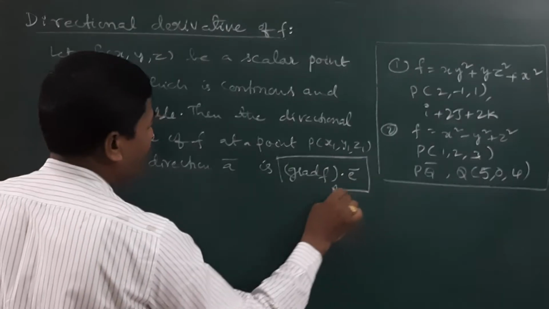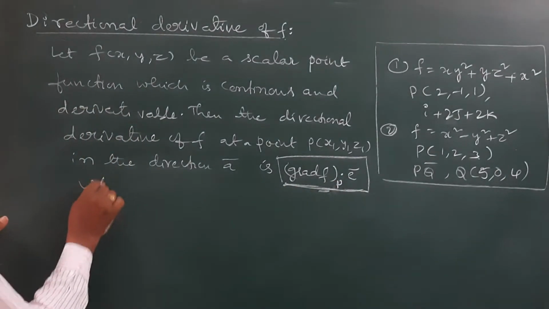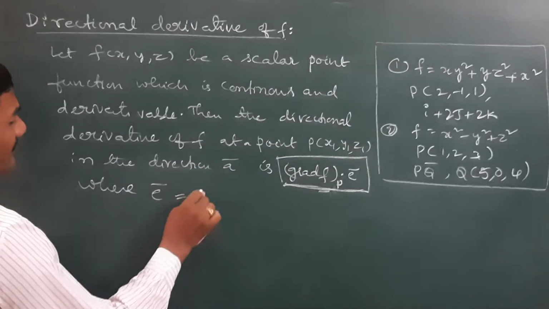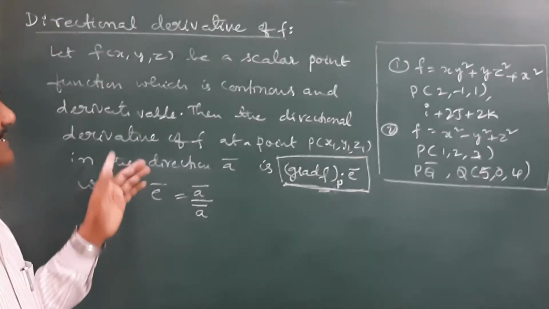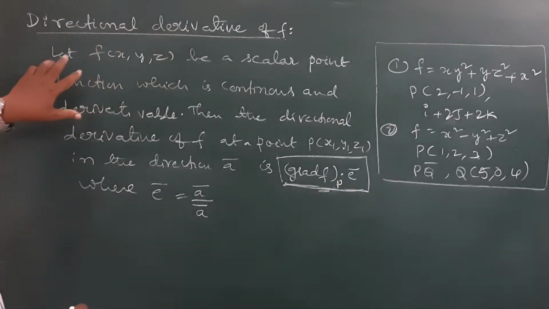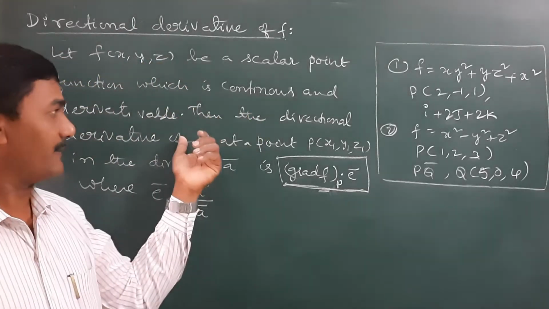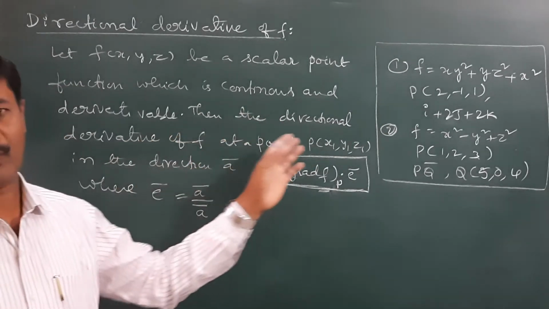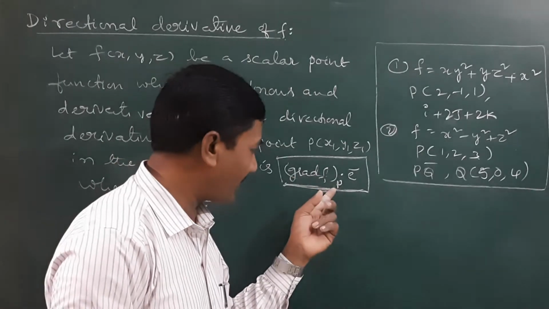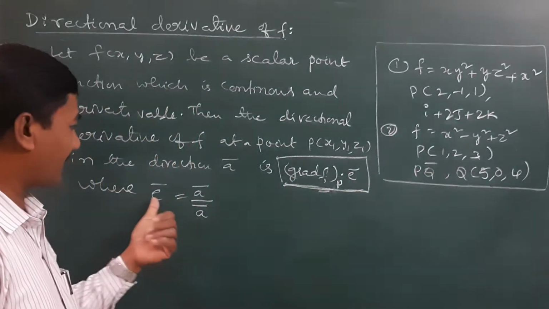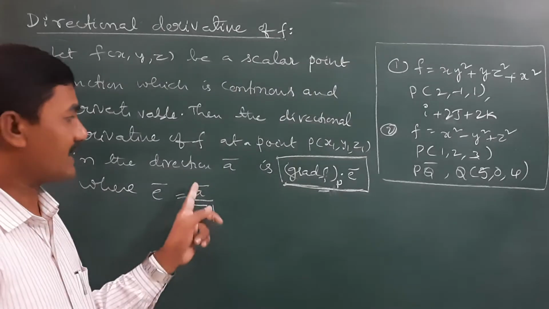So the important definition is gradient of f at the point P dot e bar, where e bar is a bar by modulus of a bar. Once again, let f of x, y, z be a scalar point function which is continuous and derivable. Then the directional derivative of f at the point (x1, y1, z1) in the direction a bar is the gradient of f at the point P dot e bar. Here e bar, a bar by modulus of a bar, is nothing but a unit vector.